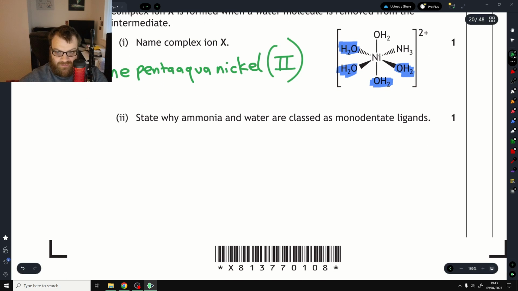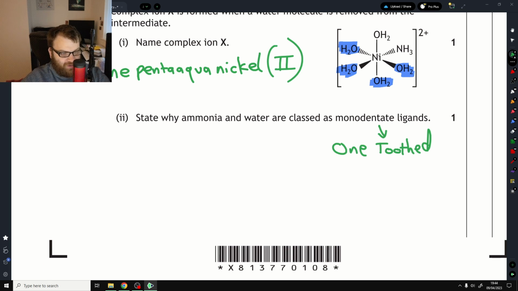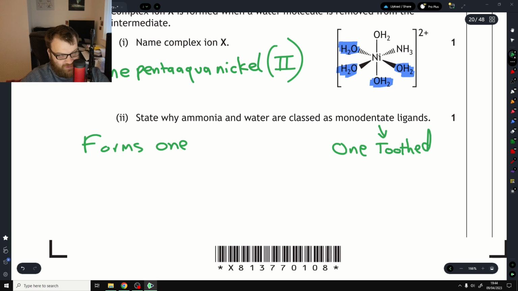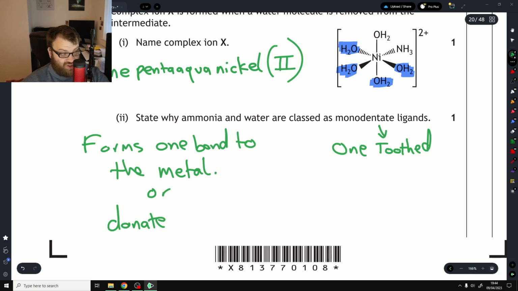Monodentate, dente comes from teeth, and mono meaning 1. When we have a 1-toothed ligand, it makes 1 bond to the metal. So it forms 1 bond. The other option you could talk about is it donating 1 pair of electrons to the metal, forming that 1 bond as well.